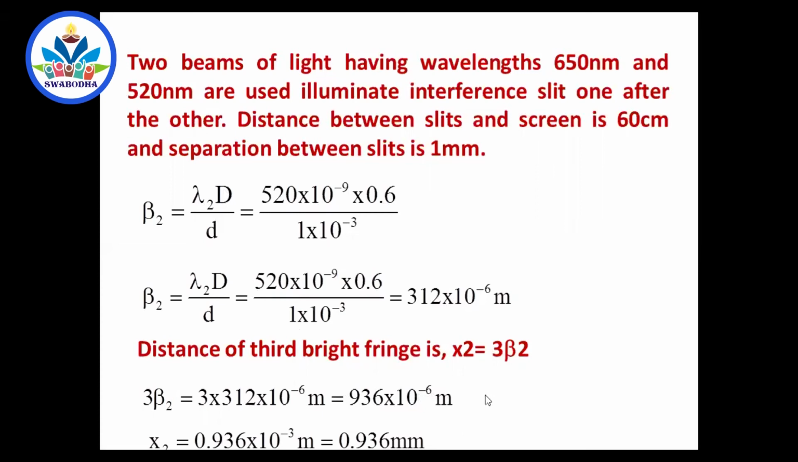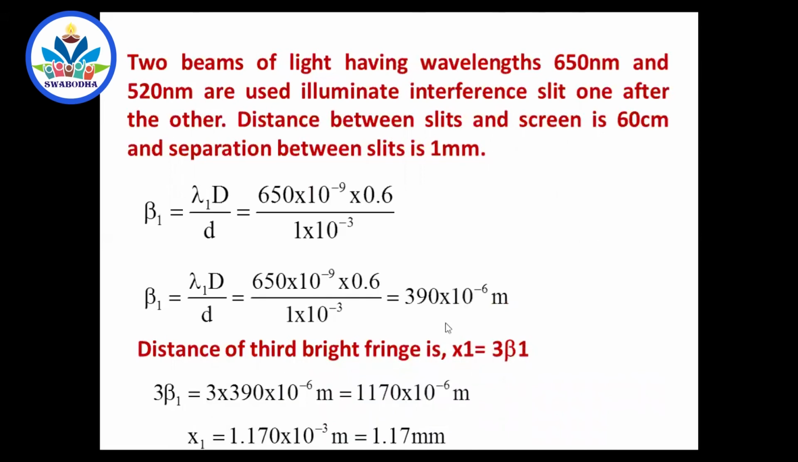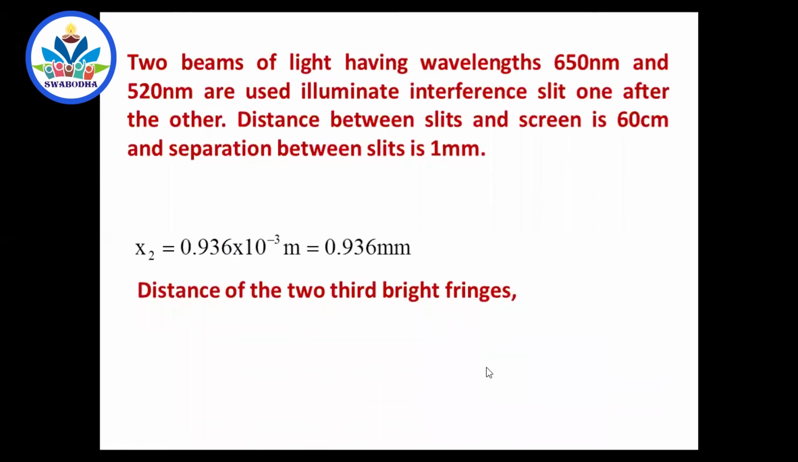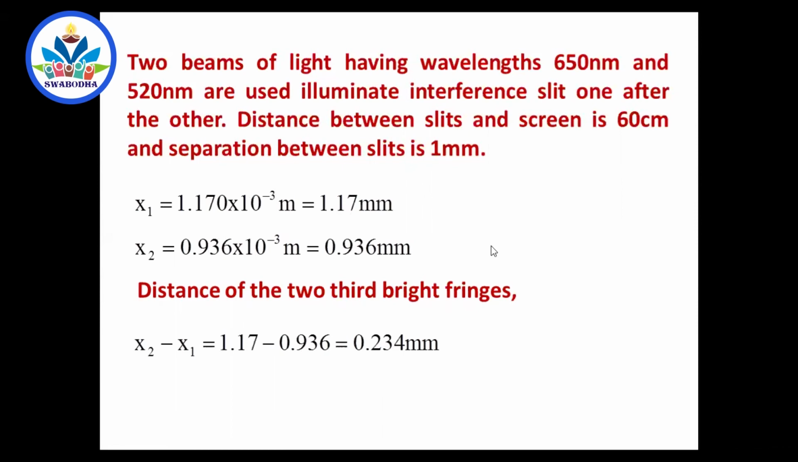Now, what is the distance between these 2 bright fringes? Suppose both the bulbs are switched on simultaneously. What is the distance between the third bright fringe of the lesser wavelength and the third bright fringe of the larger wavelength? Subtract them. x1 is 1.17 millimeter. Now, x2 is the third bright fringe of this one, 0.936 millimeter. Subtract them, and you will get the answer.